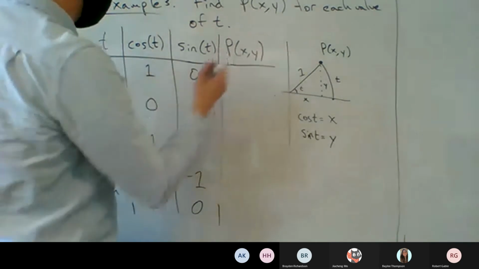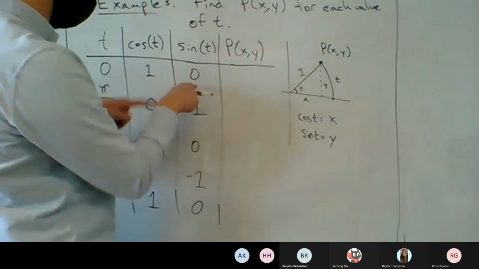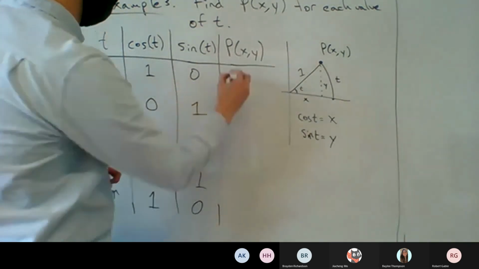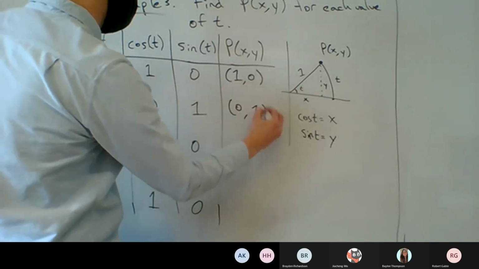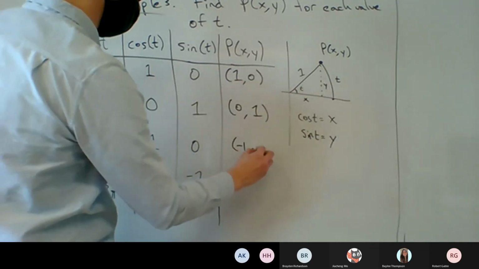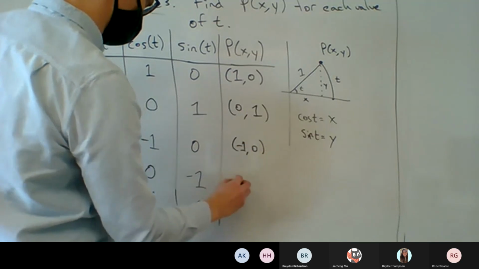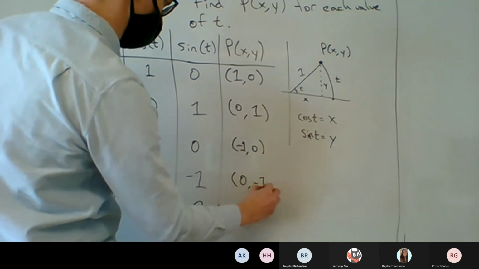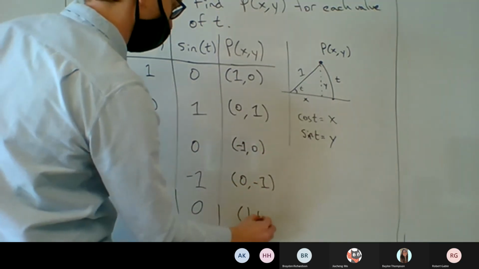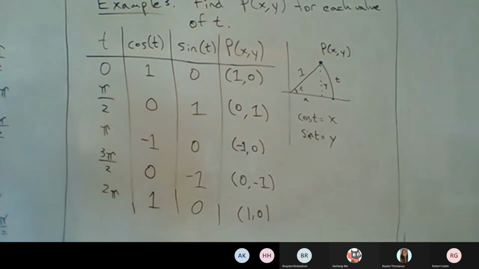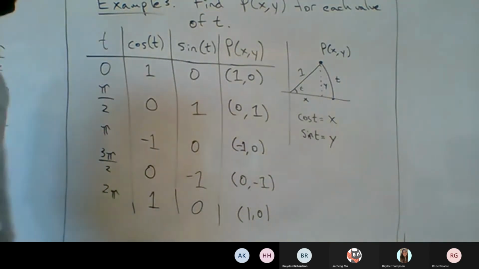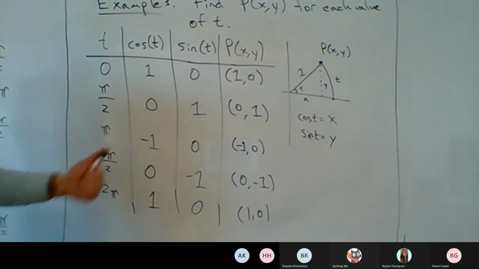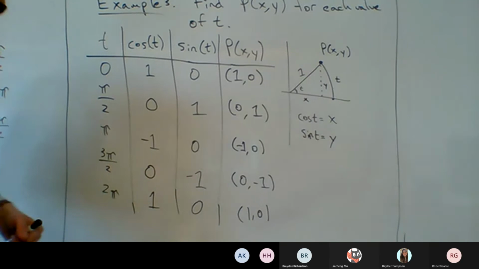Okay, now what's the corresponding coordinate point? Well, it's just x, y, x, y, x, y. So it's 1, 0, 0, 1, -1, 0, 0, -1, and then back around to 1, 0. This sums up a lot right here, pretty much the entire example.